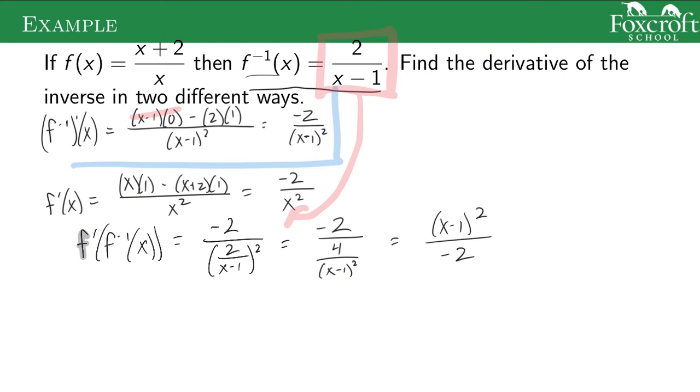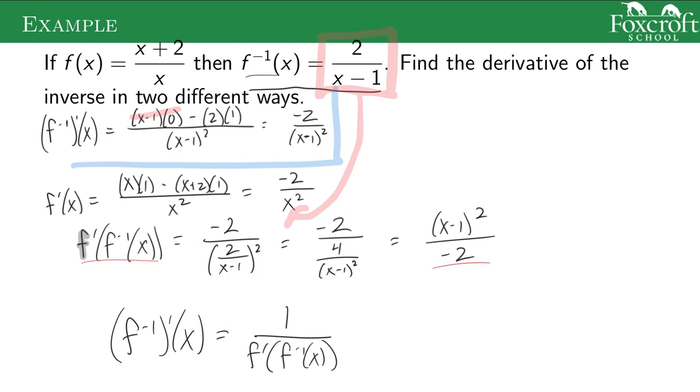And using properties of fractions, you can simplify this composition to here. And then our final answer using the inverse function theorem is that the derivative of our inverse function is 1 over this composition. And again, 1 over something just means you take the reciprocal, so I flip this answer I just got. And you can see that we get the same answer that we got up here.